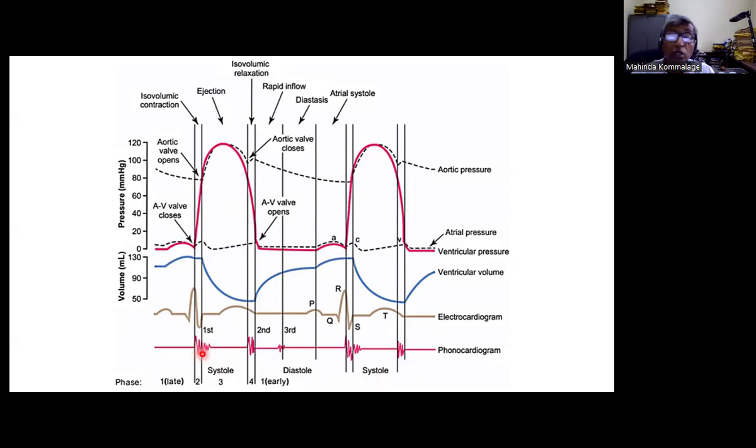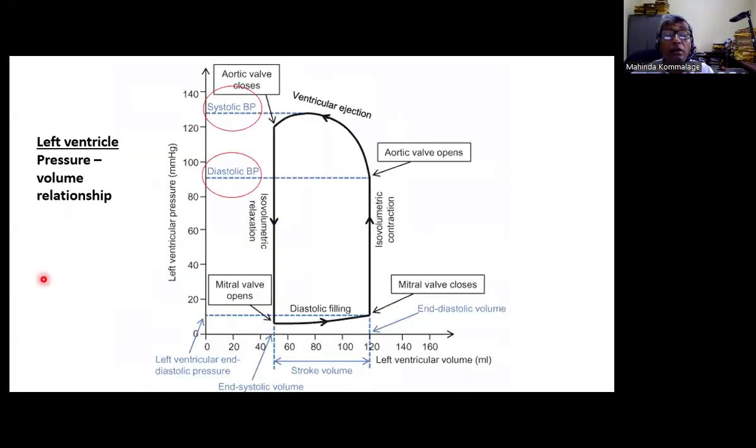Right. So ECG, heart sound, pressure change in the ventricle, volume change in the ventricle, pressure change in the atria, ventricle, and aorta, all are represented in this diagram. You can study that at your leisure. Right. So this diagram is related to the left ventricle.